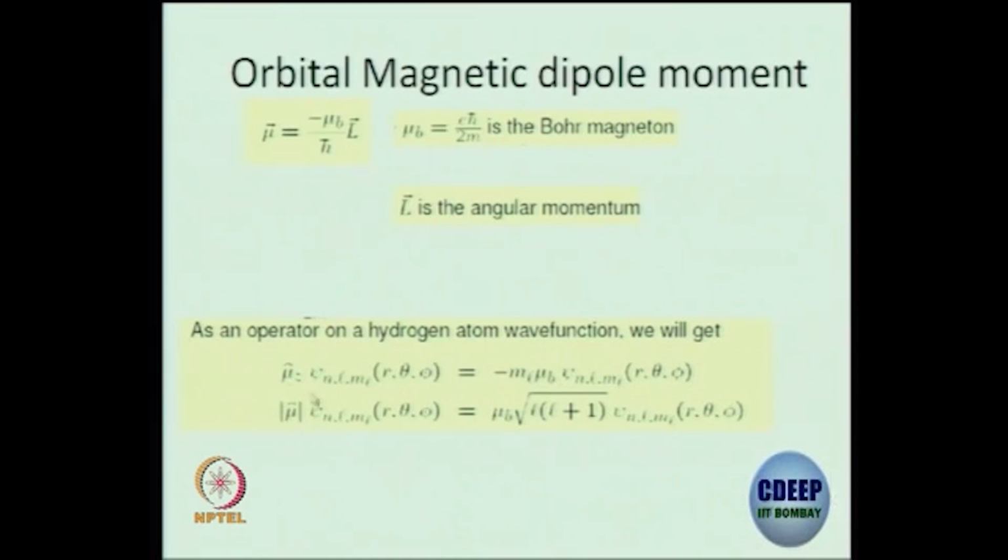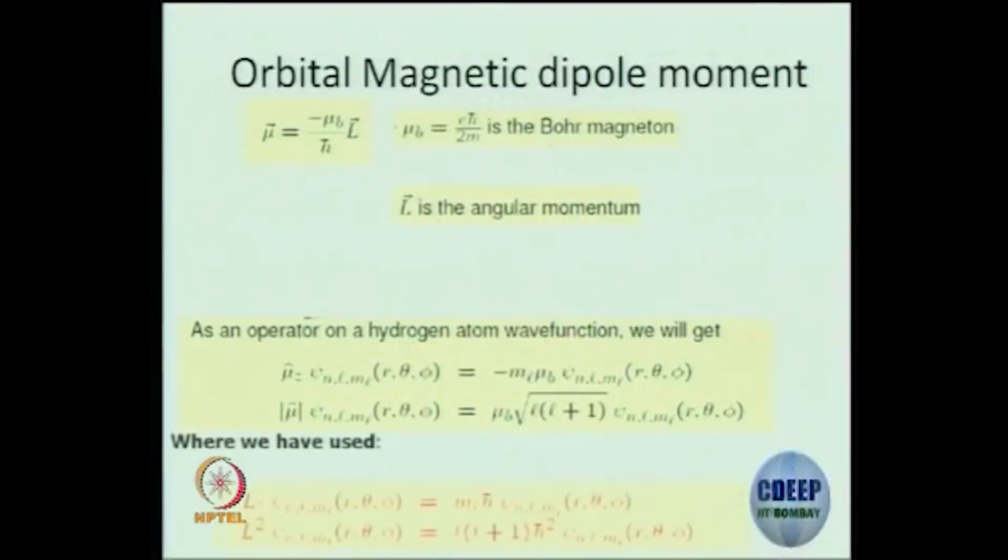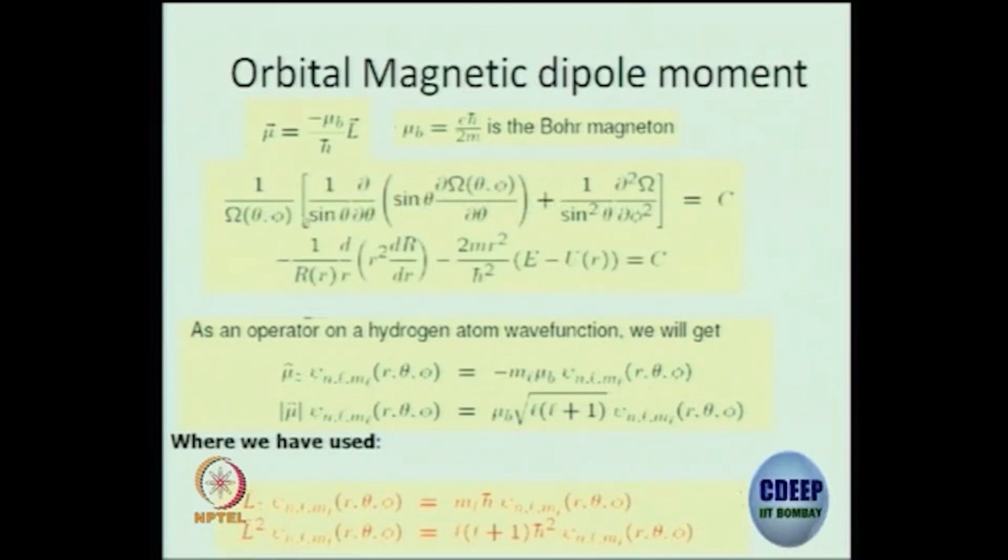Similarly, the magnitude of the mu vector, you can do mu dot mu. If you do mu dot mu, it will be L dot L. L dot L on the state is L into L plus 1 h cross squared. If you want the magnitude, it is not just L, it is the square root of L into L plus 1. Suppose you have a function of this L operator, they will also be eigenstates. That's all I am trying to say. So, where we have used L_z is this and L squared is L into L plus 1 h cross squared. And also you could remember that this operator is your L squared operator on omega, and C was L into L plus 1.